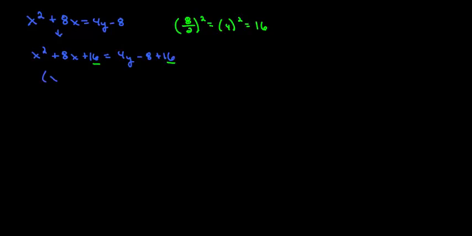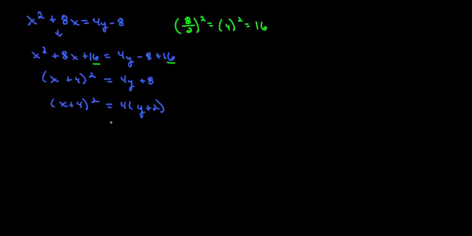On the left side now, I've got x plus 4 quantity squared. And I've got on the right side 4y plus 8. Now what I'll do is I'll factor out a 4.